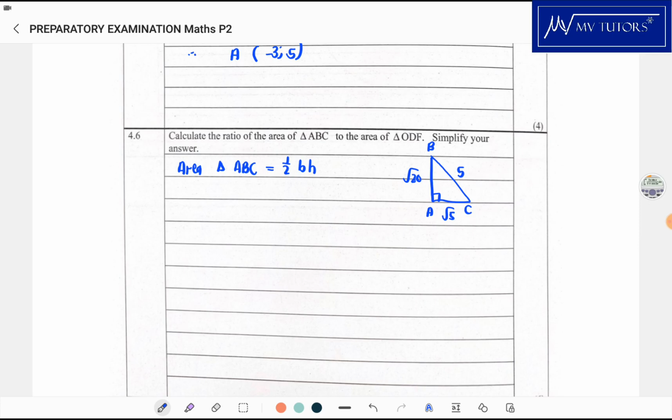So if we work out the area there, we have half root 5 times root 20, and that becomes 50. No, yes. No. What do I say? Root 100 is 10. 10 times a half is 5. So yes, 5 units squared. All right, and now we need to go to see triangle ODF.